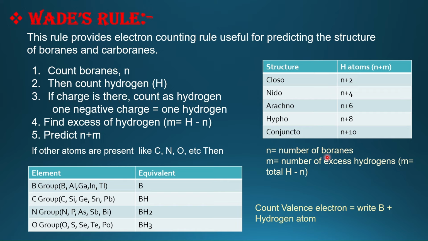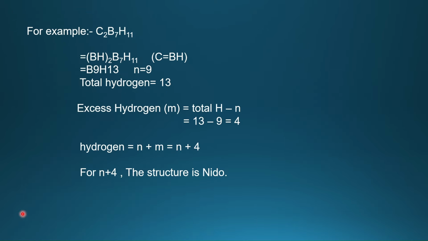n is equal to the number of borons, m is equal to the number of excess hydrogens, where the formula is m equal to total hydrogen minus n. For example, C2B7H11. The carbon group is equal to BH.